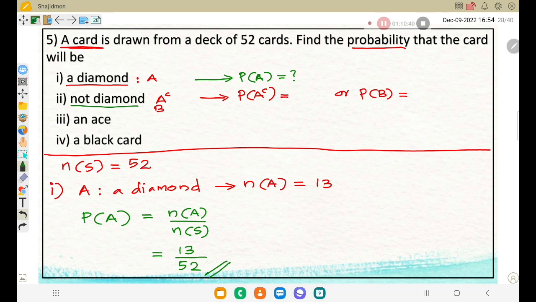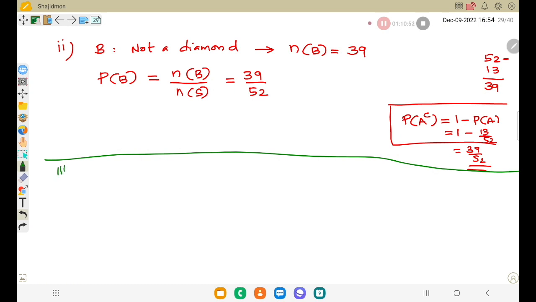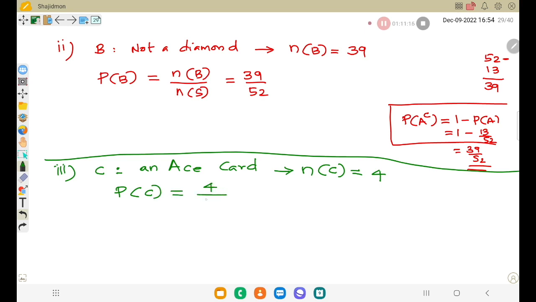What is the third part of the question? What is the probability of getting an ace card? C, I am taking it as ace card. So for example, third part, C means an ace card. So how many elements in C? Number of C. How many outcomes favorable to C? How many ace cards are there? There are 4 ace cards, correct? So what will be the probability of C? Probability of an ace card means 4 divided by totally how many? 52 cards. 4 divided by 52.